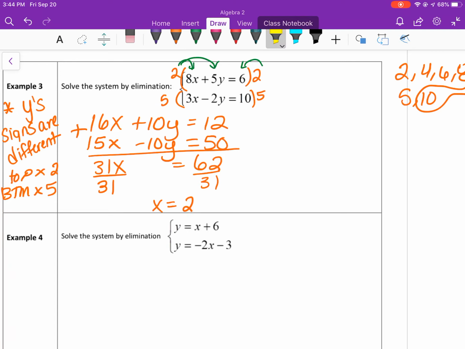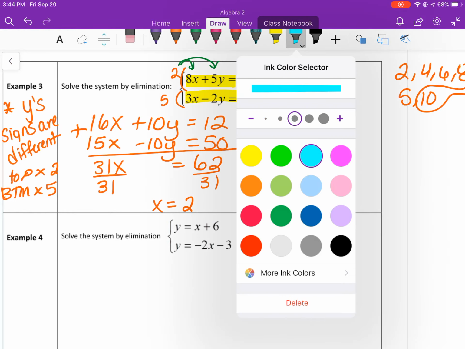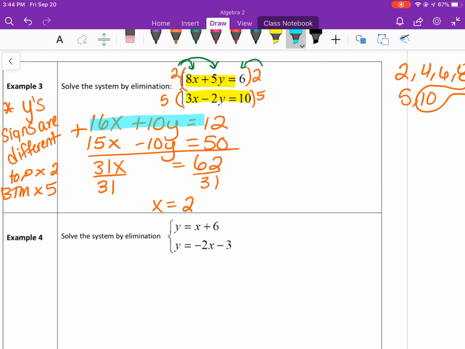Then you're not done, so you have to go back. You can either use the original equations right here, or you can use the equations that you multiplied, because they are equivalent. So you can use either one. I like to just go back to the original equations. So I'm going to take that top one, 8x plus 5y equals 6, because the coefficients are smaller numbers.